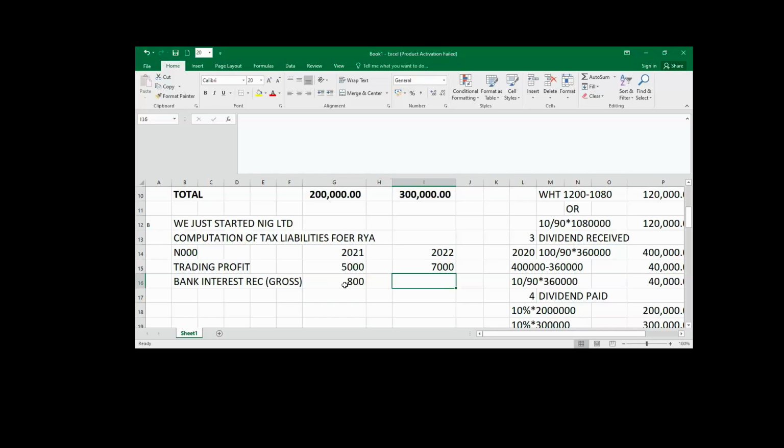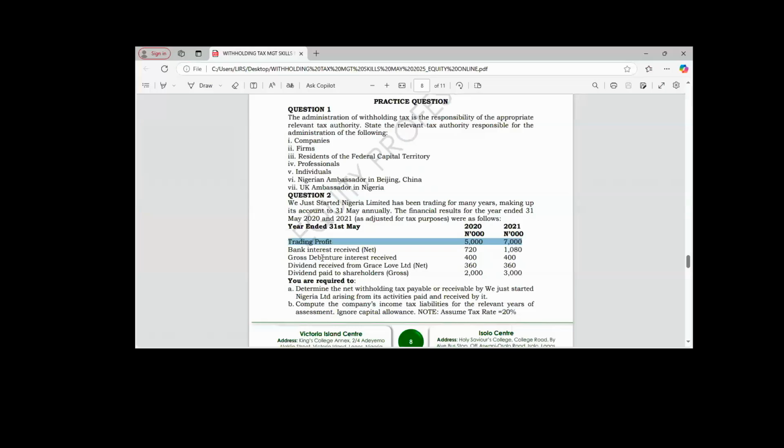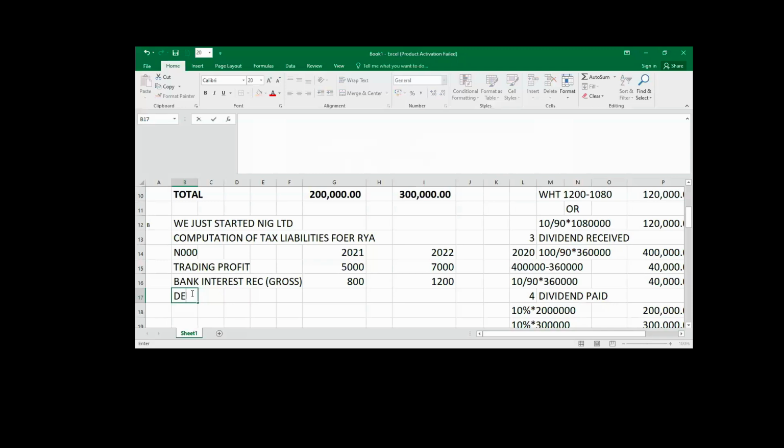1.2. After that, you also look for another income. Another income generated by this company is gross debenture interest received. This one is given to us in gross already. So you state it for 400,000. Debenture interest received. Gross. 400.